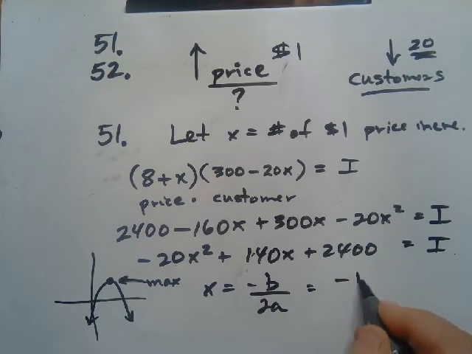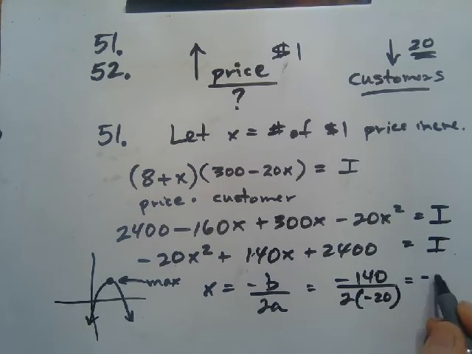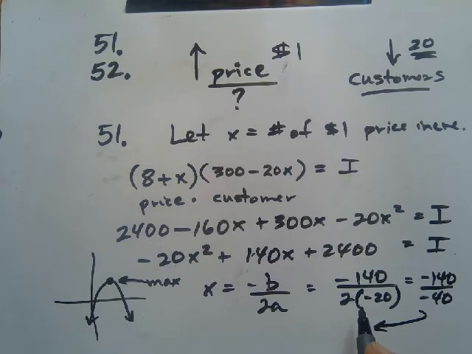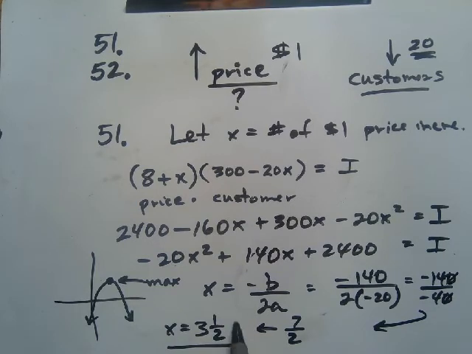And we end up with, let's see, negative 140 over 2 times a negative 20, or negative 140 over negative 40. The negatives go out, and we end up with, what, 7 halves. Cancels here. 7 halves, right? Yeah, 14 over 4, which is 3.5. So x is equal to 3.5.